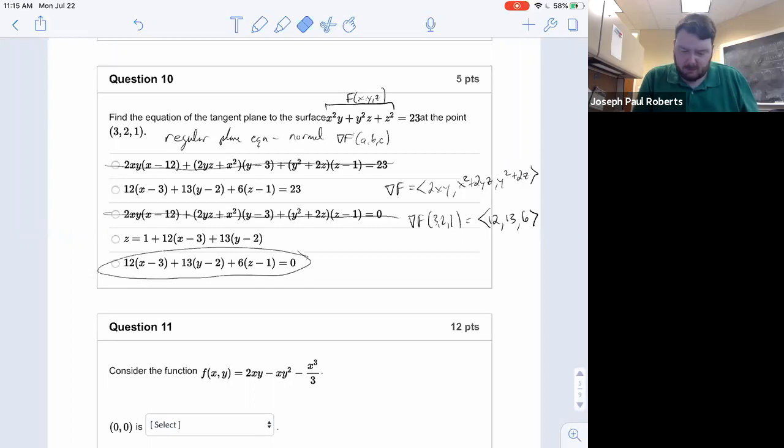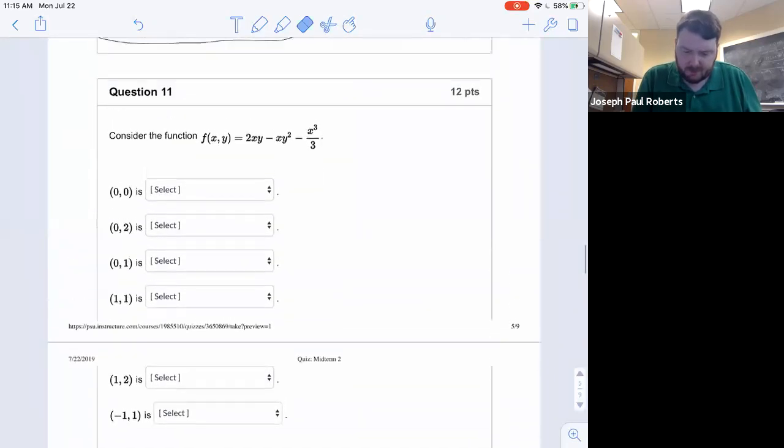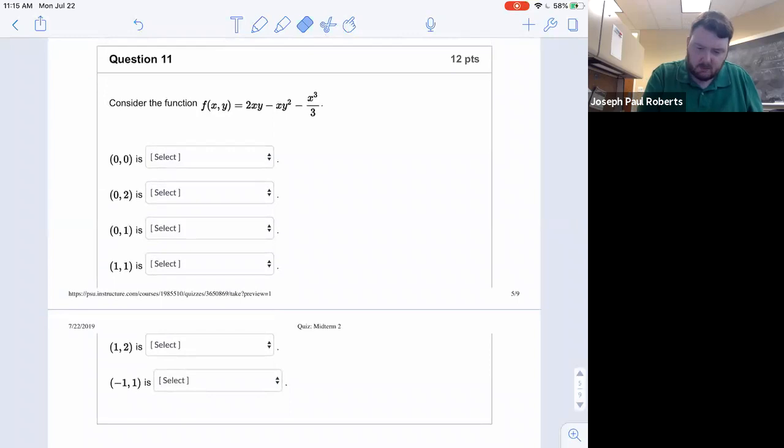All right, so let's keep going. Finding and classifying critical points. So, okay, to find, remember, you can't tell from these drop downs, but the choices are like local min, local max, saddle, all that fun stuff. So we're setting the partial derivatives to 0.